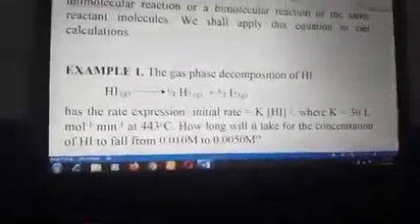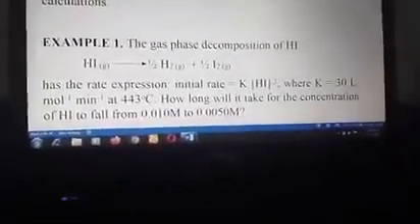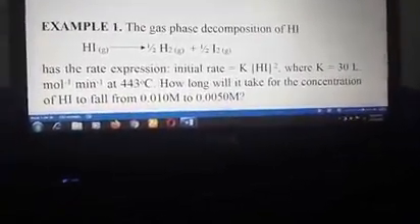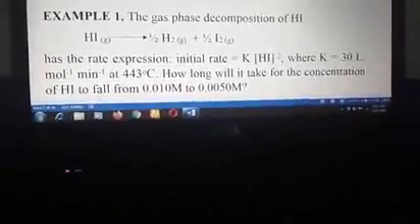Example 1 says the gas phase decomposition of hydrogen iodide, given by 1 molecule of HI giving us half molecule of hydrogen and half molecule of iodine, has a rate expression of initial rate equal to k times HI concentration raised to power 2, where k is equal to 30 liter per mole per minute at 443 degrees Celsius. How long will it take for the concentration of HI to fall from 0.010 mole per dm³ to 0.0050 mole per dm³?